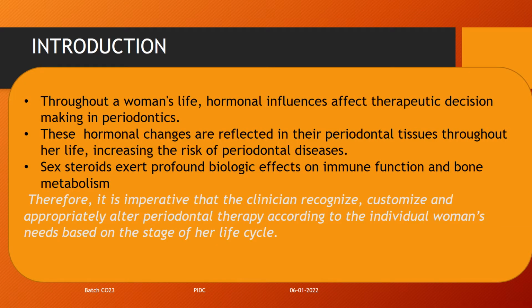Introduction. Throughout a woman's life, hormonal influences affect the therapeutic decision making in periodontics. These hormonal changes are reflected in her periodontal tissues throughout her life, which increases the risk of periodontal diseases. This is because the sex steroids exert profound biological effects on immune function and bone metabolism. Therefore, it is imperative that the clinician recognize, customize, and appropriately alter periodontal therapy according to the individual woman's needs based on the stage of her life cycle.